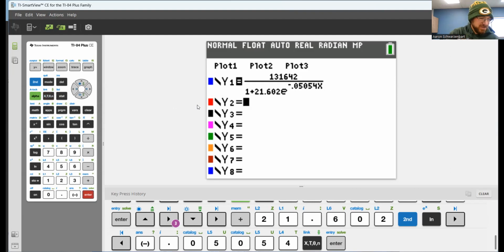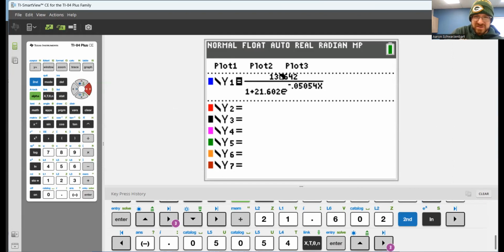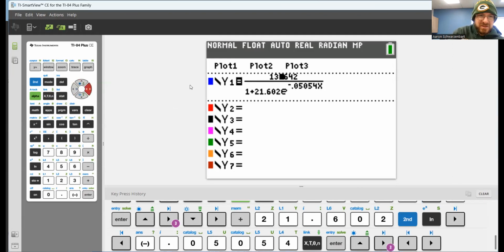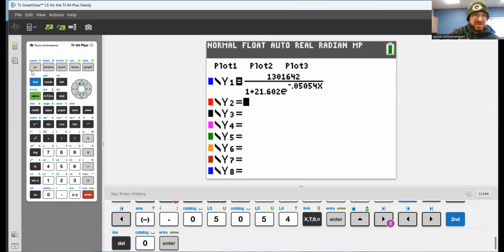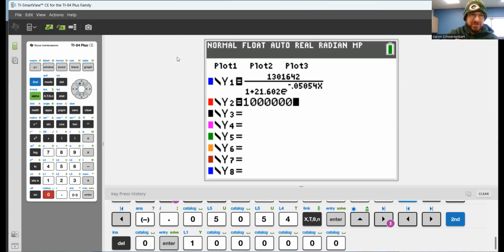Okay. And we're asked, when does this population cross 1,000,000 people? We can see our upper bound is 1,300,000. I missed a 0. To add this number, I'm going to use second INS. That's insert, it allows me to add a number without having to type over everything. So I inserted the 0. I'm looking for when it is 1,000,000, so I'm going to put 1,000,000 in Y2.